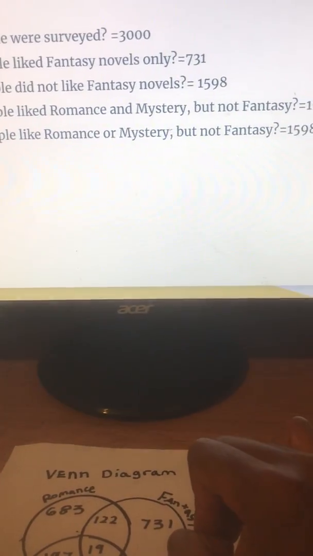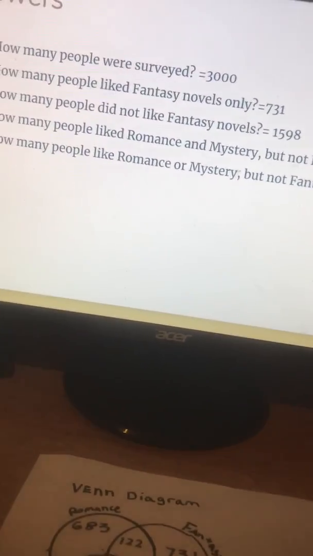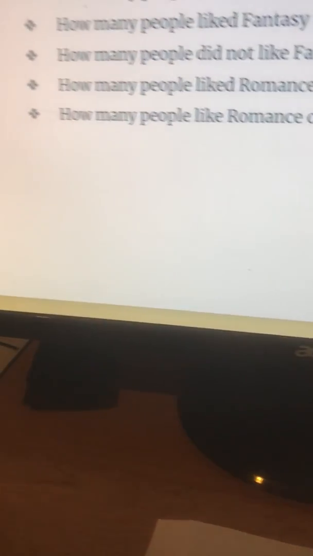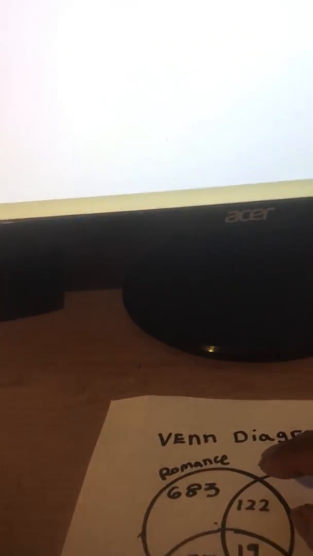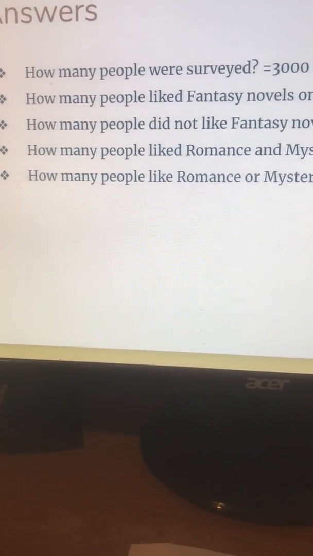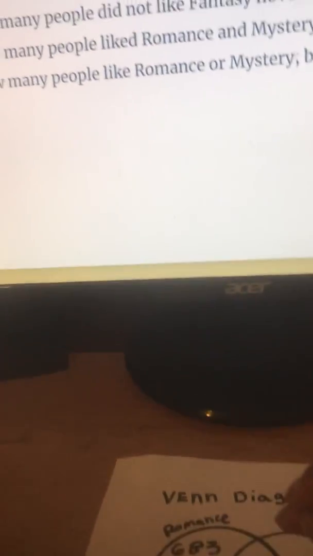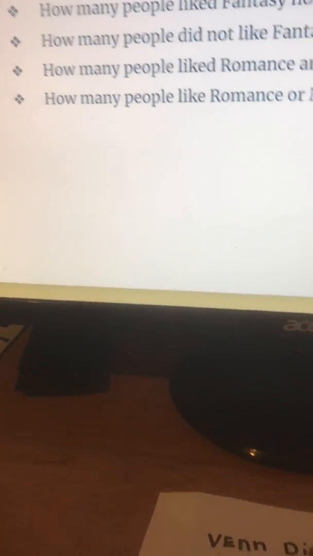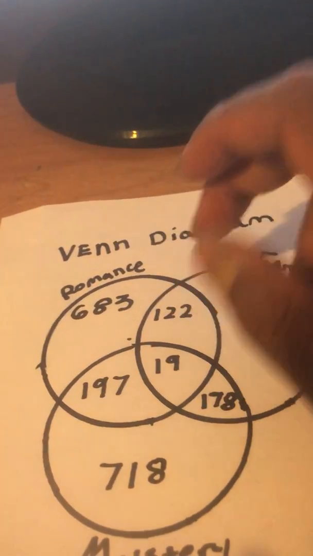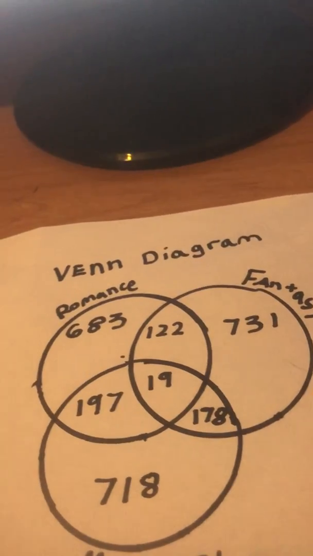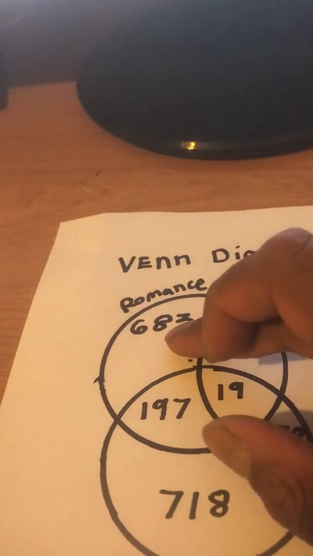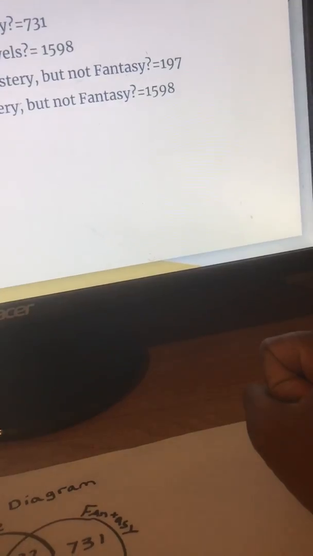And for my last question, how many people like romance or mystery novels but not fantasy novels? I just did the third question all over again, which was I just added the categories that had nothing to do with fantasy, which were romance and mystery, and I ended up getting 1,598.